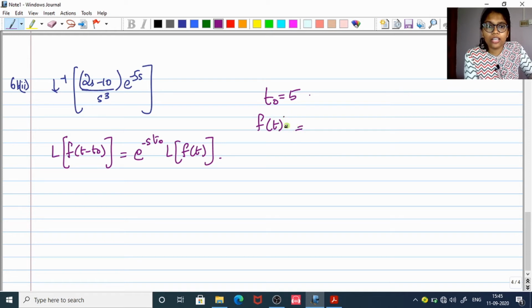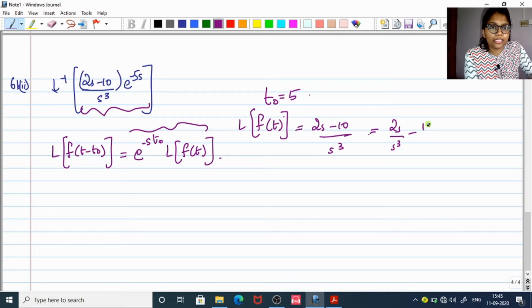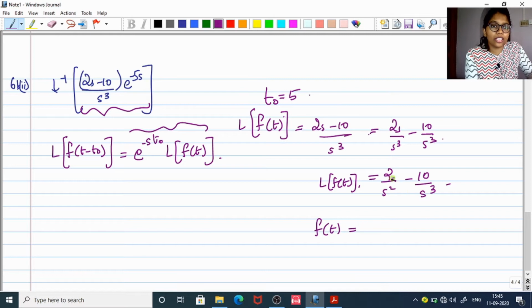Combining this and this, L of f of t is 2s minus 10 divided by s cube. Let us split it like 2s by s cube minus 10 by s cube, that is 2 by s square minus 10 by s cube. This is your L of f of t. What about f of t? Just need to take the inverse of this.